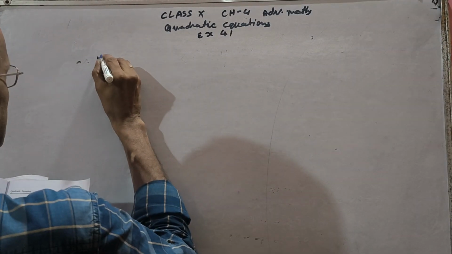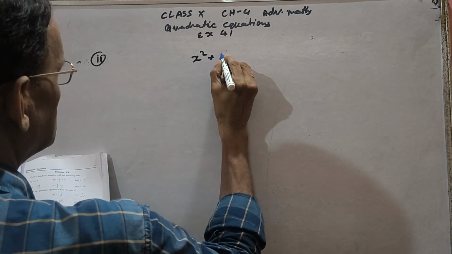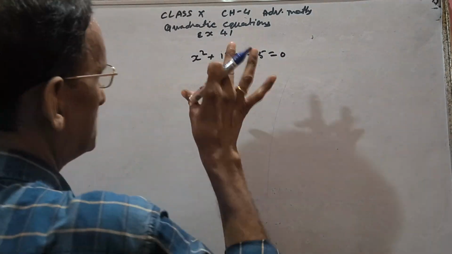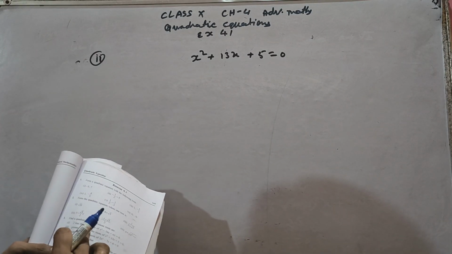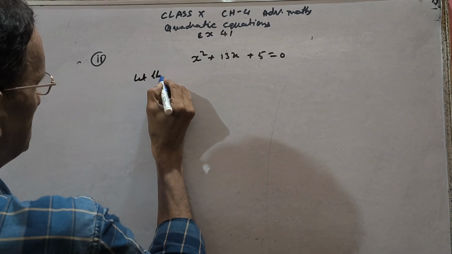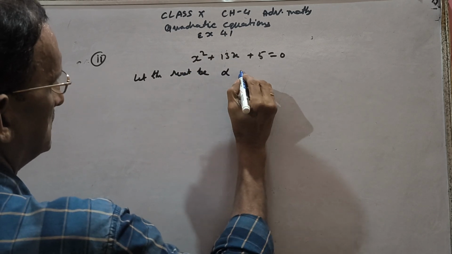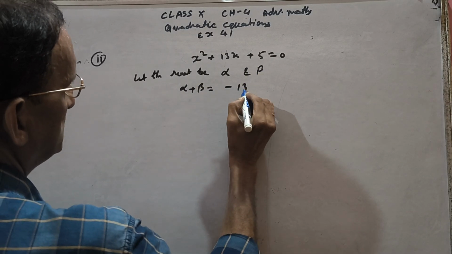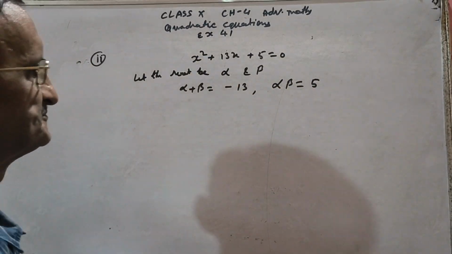Almost similar condition. One equation is given, x square plus 13x plus 5 equal to 0. We have to form another quadratic equation whose roots are 4 greater than the roots of this equation. So let us assume, let the roots of this equation be alpha and beta. So what is alpha plus beta? Equal to minus b by a. What is alpha into beta? Equal to c by a.